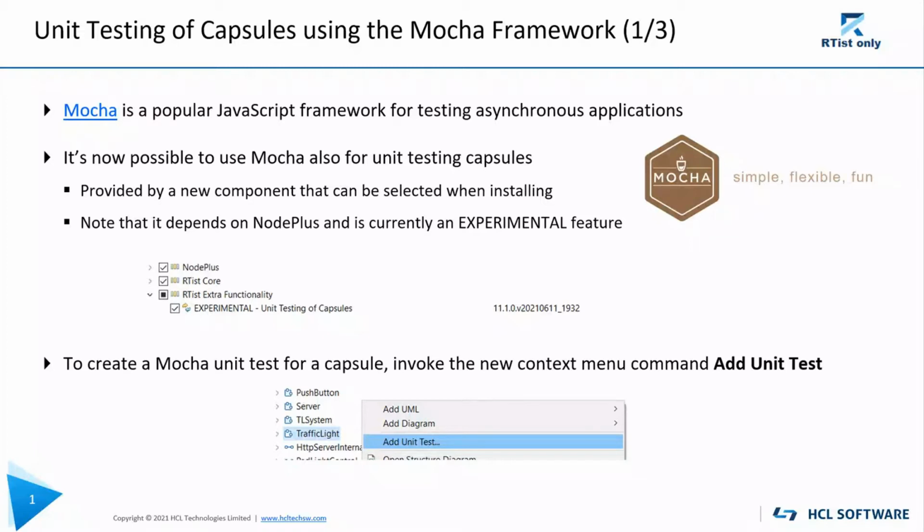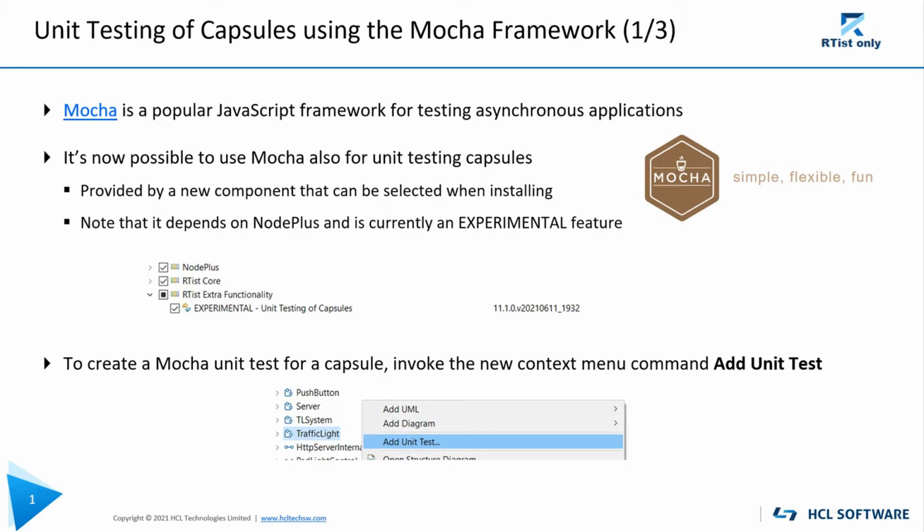First question is, what is Mocha? Mocha is a popular JavaScript test framework which is mainly used to test asynchronous applications. Starting from sprint 2021.10, Node Plus supports JavaScript unit testing using the Mocha test framework.